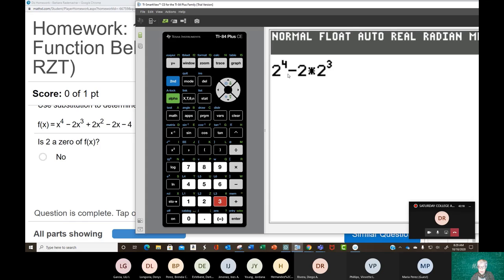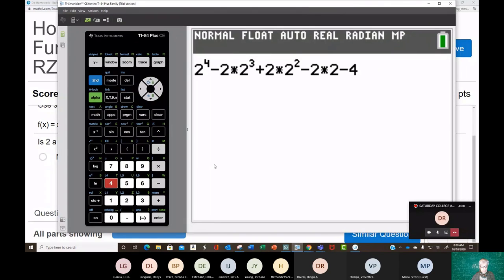All right, so plus, no, come down first. Plus 2x squared will be 2 times 2 squared. Minus 2x, which would be minus 2 times 2, minus 4. Let's make sure I did this right. 2 to the fourth minus 2 times 2 to the third plus 2 times 2 squared minus 2 times 2 minus 4. Okay, now the answer has got to be 0.